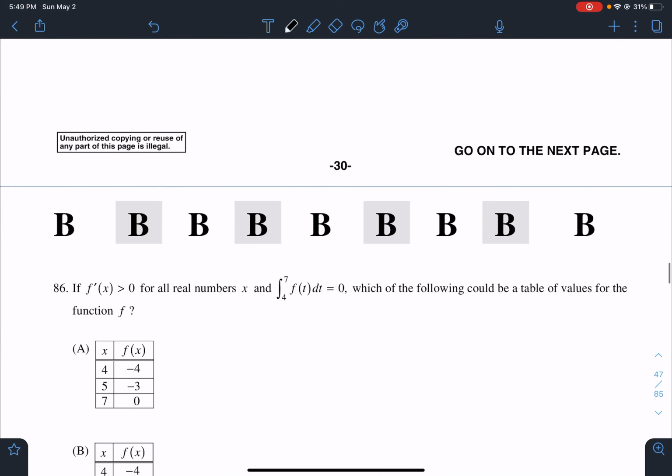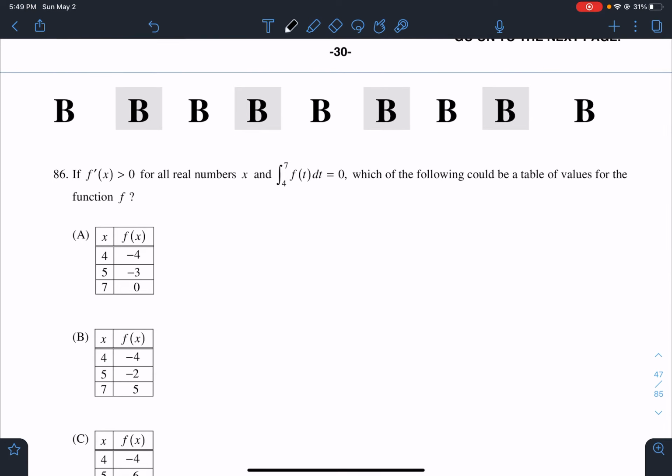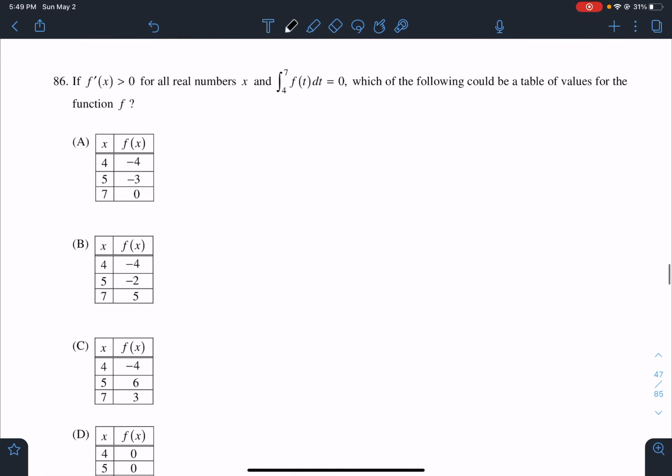So that's cool. 86. If f prime of x is greater than 0 for all real numbers, and the integral from 4 to 7 of f of t dt is 0. So what we want, let's try and visualize this. So let's mark 4, 5, 6, 7. We want the integral to be 0. So this area will cancel out this negative area, and this will be 0.